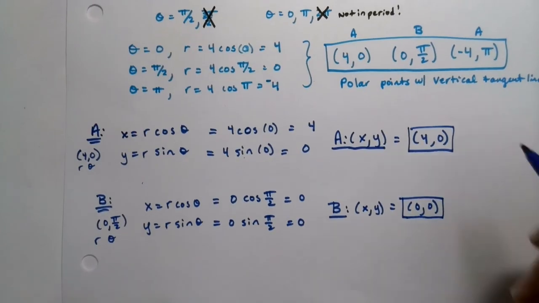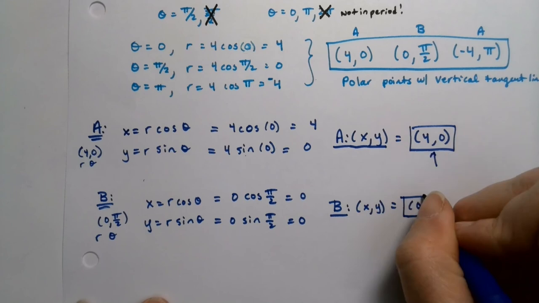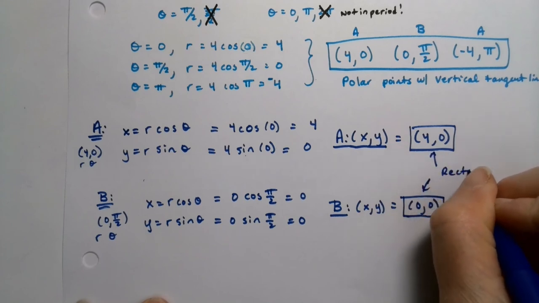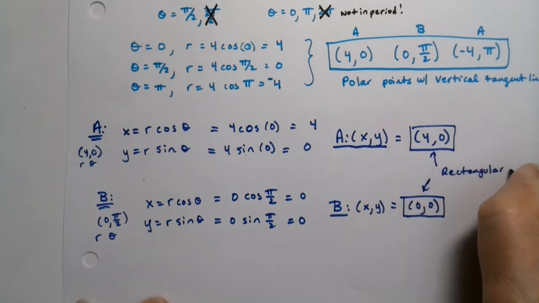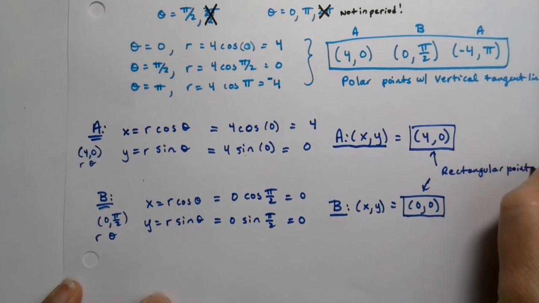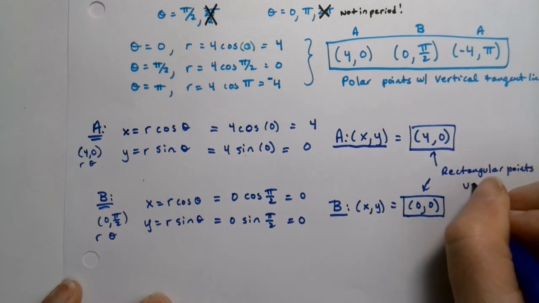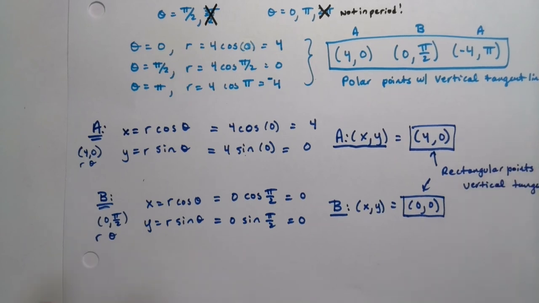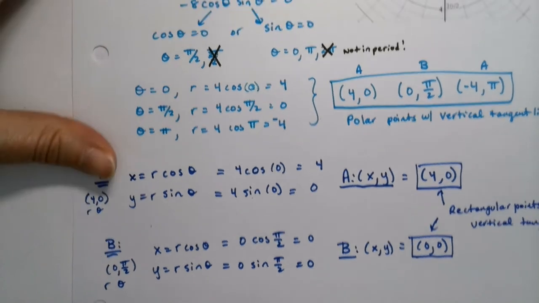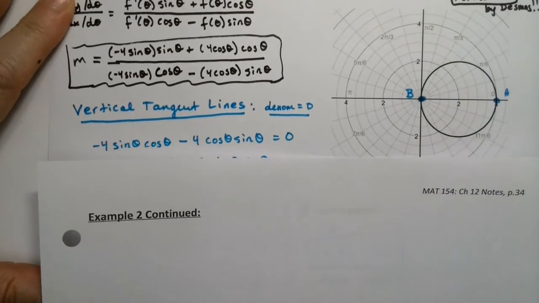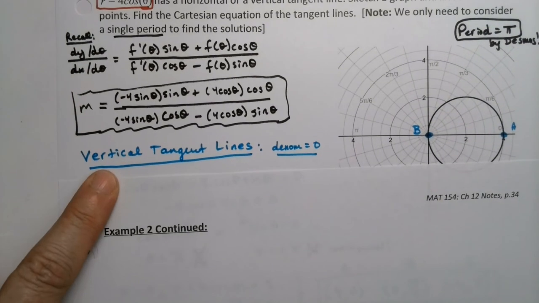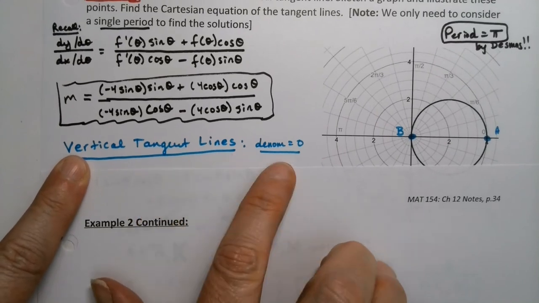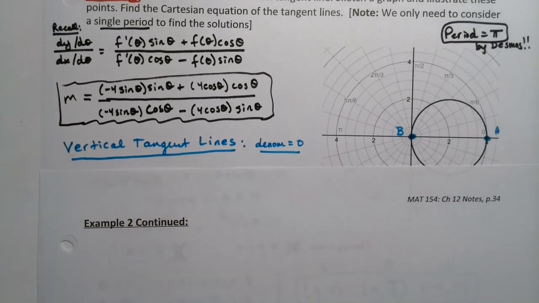All right, so we've got our rectangular points. So these are the rectangular points with a vertical tangent. Now, what about the horizontal tangent? Well, we're going to have to go to another sheet of paper. Okay, so before I go, let's think. If I'm going to have a horizontal tangent, for a vertical tangent, the denominator had to be 0. But for a horizontal tangent, the numerator is going to have to be 0.